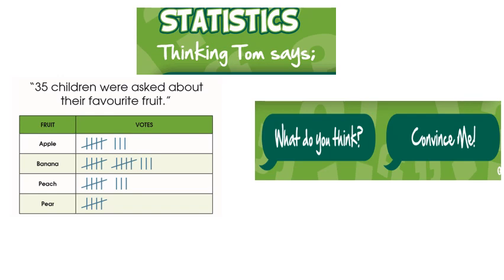So we've got the biggest tally first. Let's start with banana, which is 13. 13 add 8. Apples had 8 votes. There's 21. 21 add 8 again beside peach would be 29. And finally 29 plus 5, which is the pear votes, equals 34. If you got 34, fantastic, that's brilliant counting.